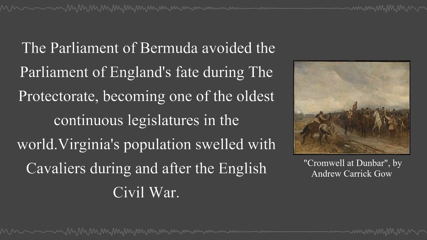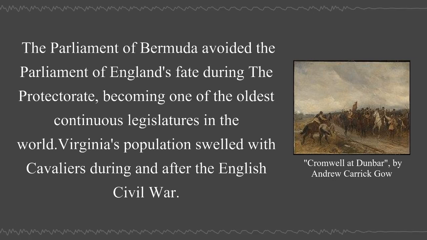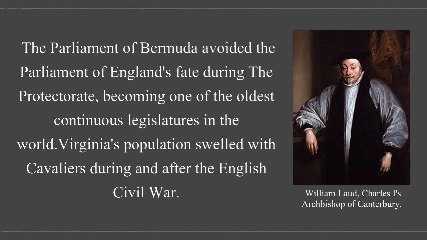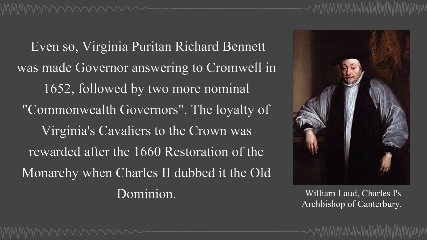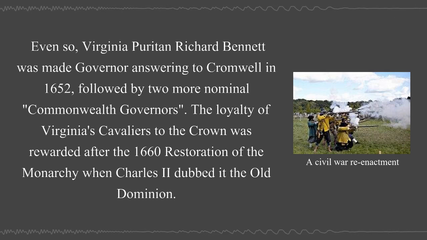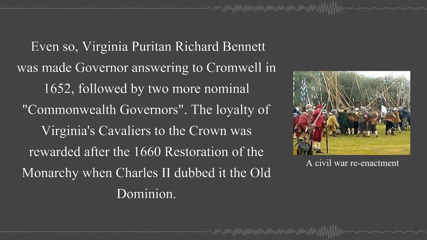The Parliament of Bermuda avoided the Parliament of England's fate during the Protectorate, becoming one of the oldest continuous legislatures in the world. Virginia's population swelled with Cavaliers during and after the English Civil War. Even so, Virginia Puritan Richard Bennett was made governor, answering to Cromwell in 1652, followed by 2 more nominal Commonwealth governors. The loyalty of Virginia's Cavaliers to the crown was rewarded after the 1660 restoration of the monarchy, when Charles II dubbed it the Old Dominion.